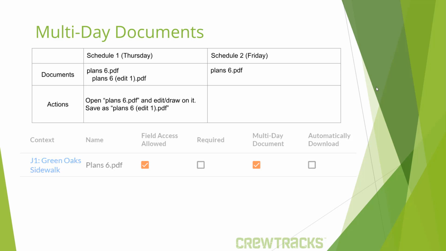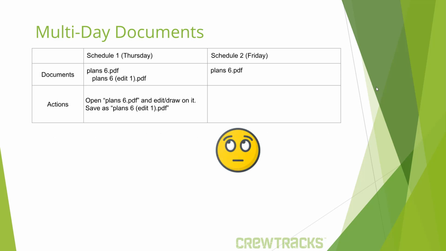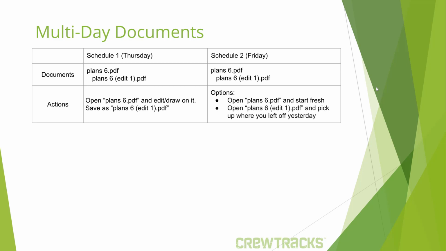At this point, CrewTracks is going to look back and say, hold on, was that document marked as multi-day on any previous schedules? Oh, yeah, it was. So let's pull plan6edit1.pdf from the previous schedule onto today's schedule, and then you've got the same options you had last time. You can open plan6.pdf and start fresh, or open plan6edit1.pdf and you'll see all of yesterday's edits on there already.